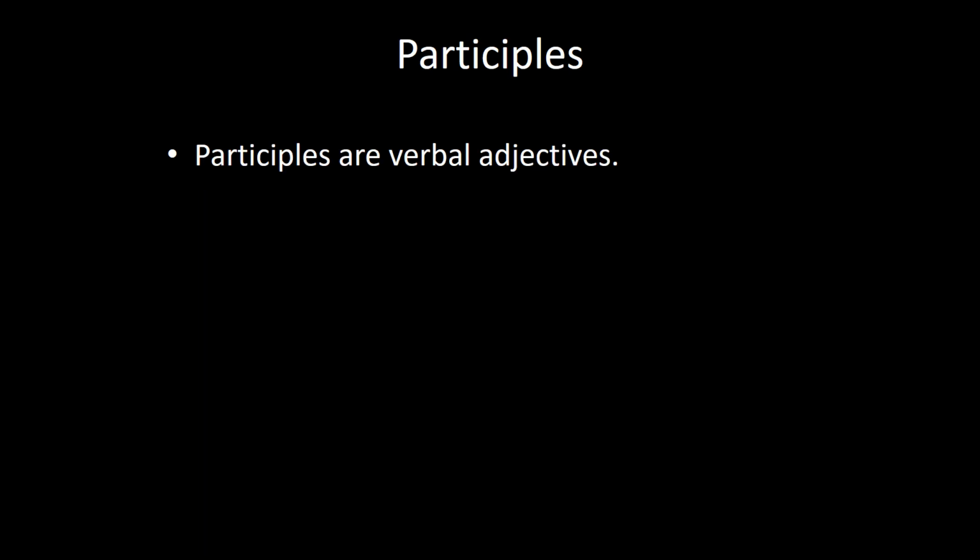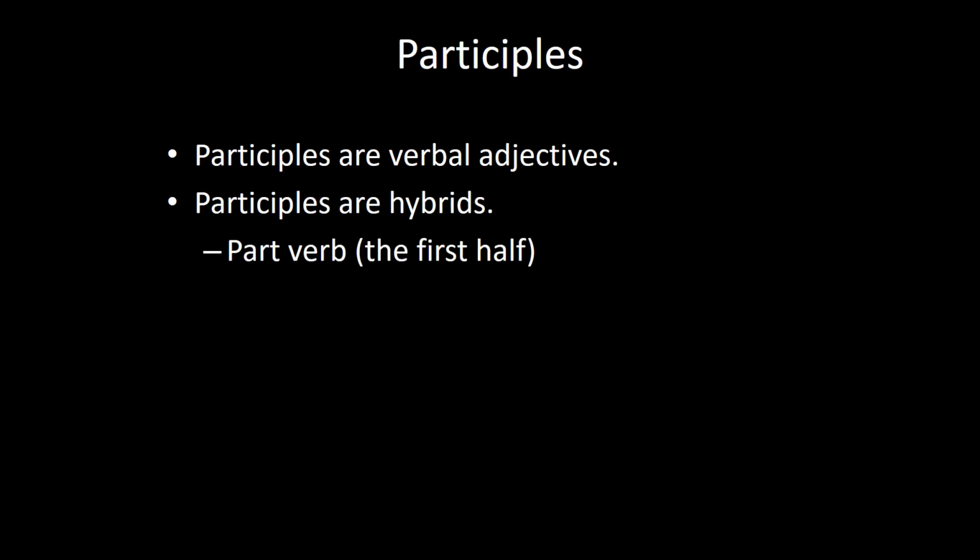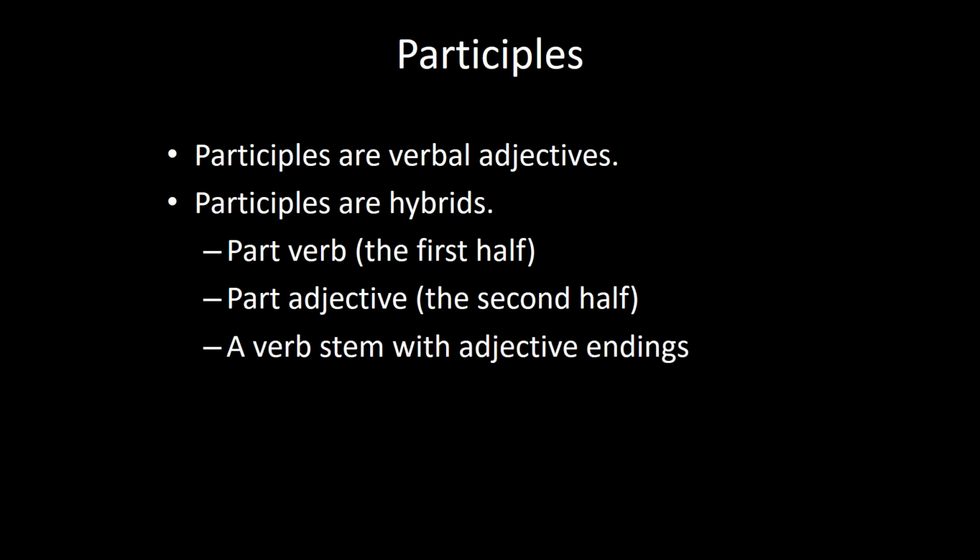Recall that participles are verbal adjectives. This means they are hybrids. They're part verb and part adjective. The first part is the verb part. The second part is the adjective part. So this is a verb stem with adjective endings. When you look up the lexical form of a participle, you're looking up a verb.